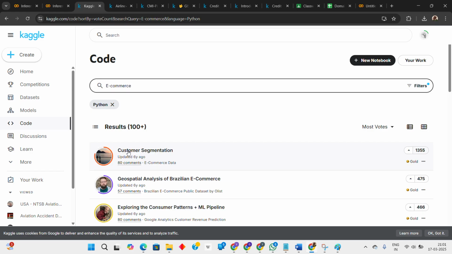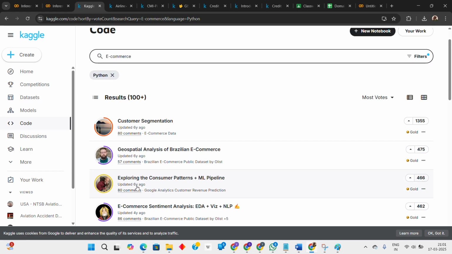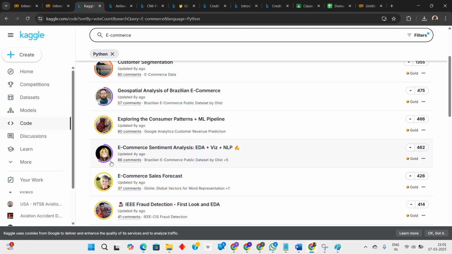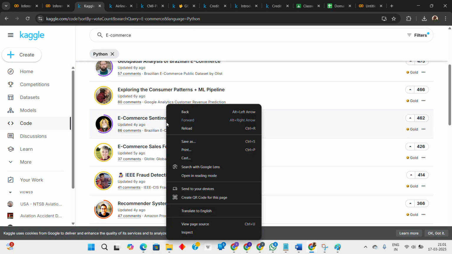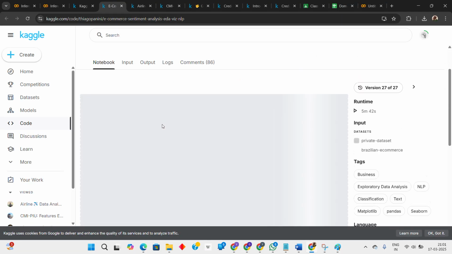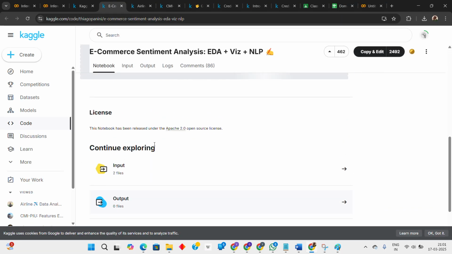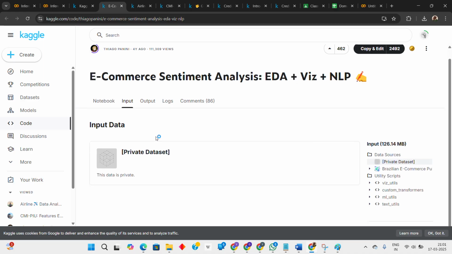And finally, e-commerce. These are the four different things. Commerce. Okay. E-commerce segmentation, exploring customer patterns, e-commerce sentiment analysis. Okay, sentiment analysis, NLP. This is NLP. You can understand what is input. But many people may not.